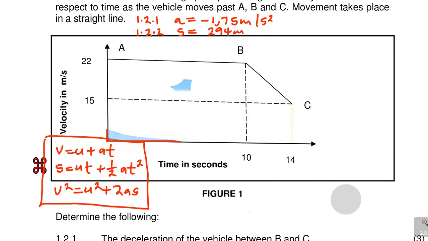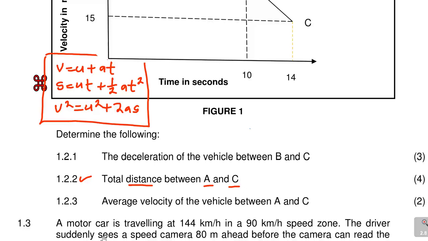Just to erase, to clear some space. Now the next question, so this was how many marks? 4 marks, guys. Just think of it to find the area. So mainly they're checking your mathematical skills in this particular question. Now question 1.2.3, the average velocity of the vehicle between A and C. So this is 2 marks.